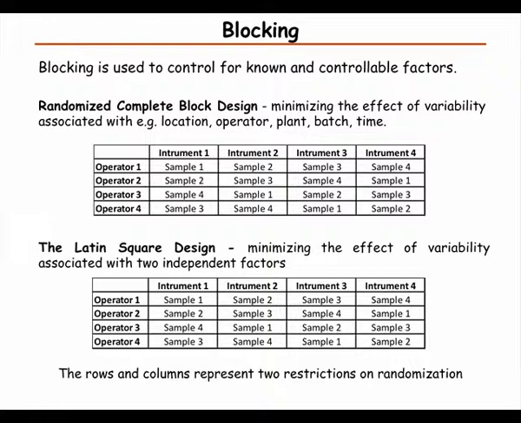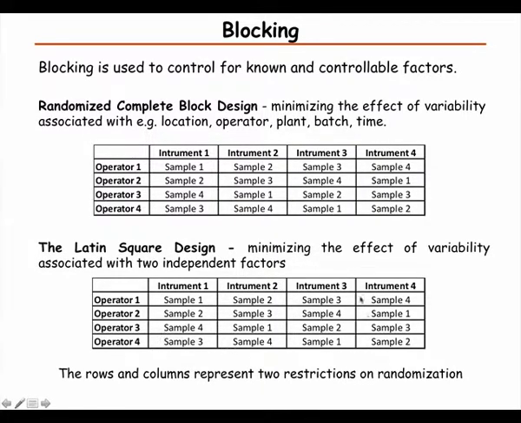So then we can also do another, so this was called the randomized complete block design. Then we can also do what's called a Latin square design. So here we're really minimizing the effect of 2 independent factors. So here we have the rows and columns represent 2 restrictions on randomization.